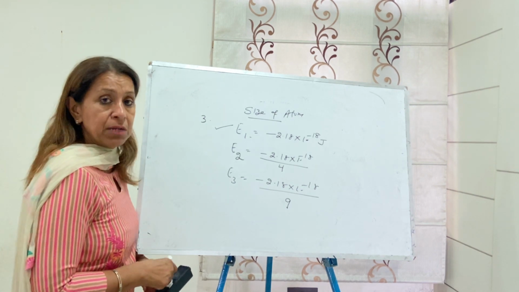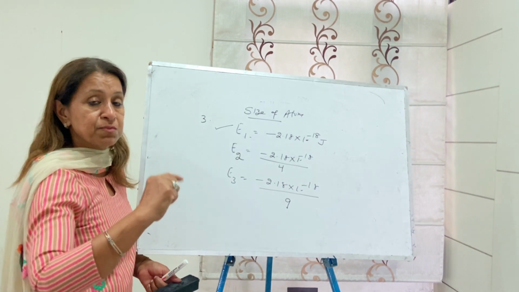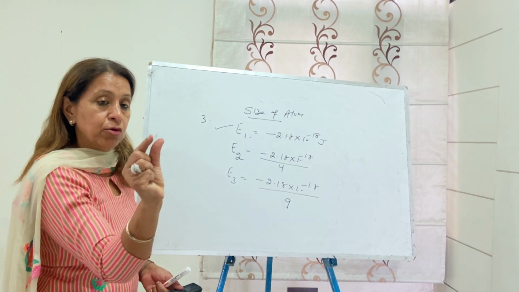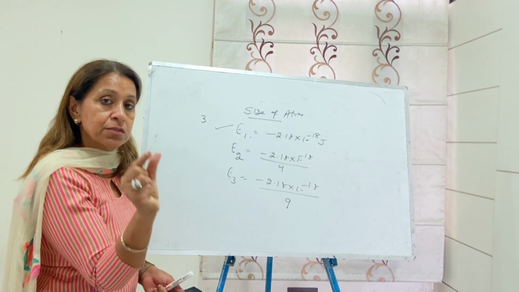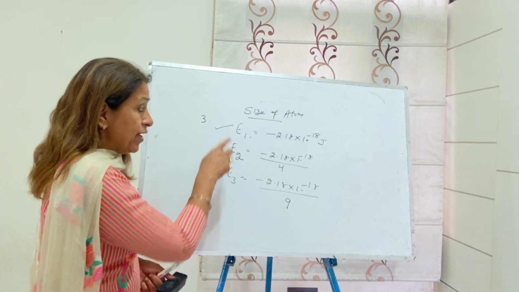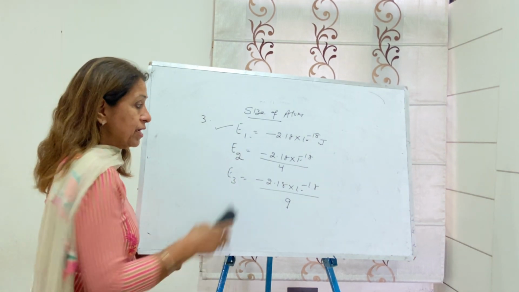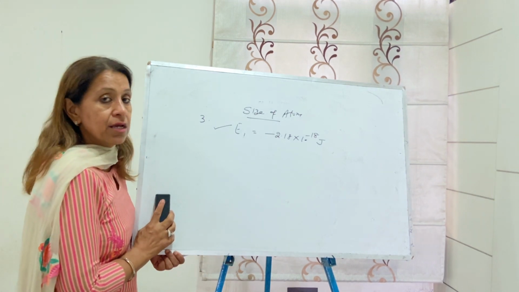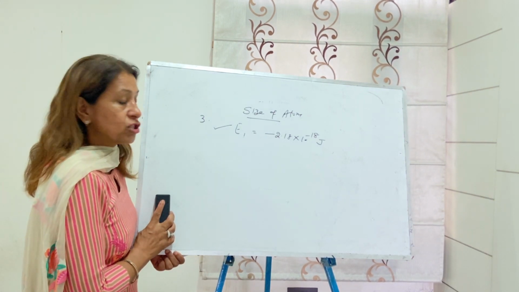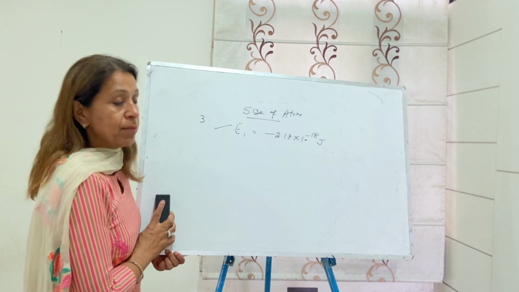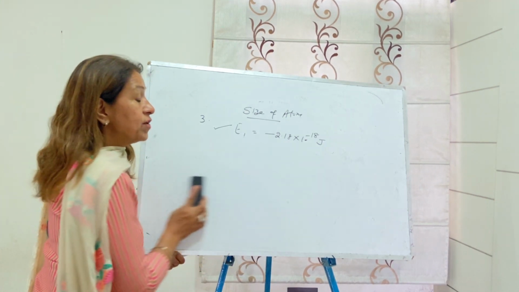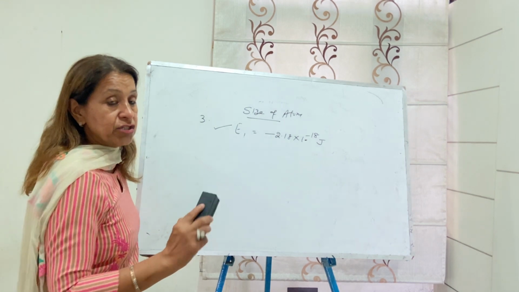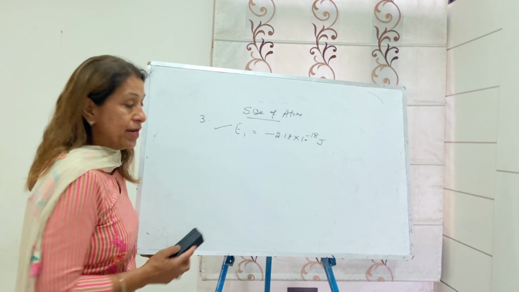When the energy is minimum, that means the electron is present very close to the nucleus, and when the electron is present very close to the nucleus, the atomic size is small. I am taking just one example. The energy of the first shell is very less. When the electron is present in the first shell, energy is minimum and the size of the atom is very small.